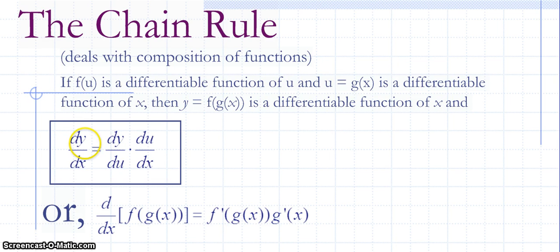So the derivative of y with respect to x, dy dx, is going to be dy du times du dx. Another way to write that: the derivative of f of g of x is the derivative of f of g of x times the derivative of g of x.